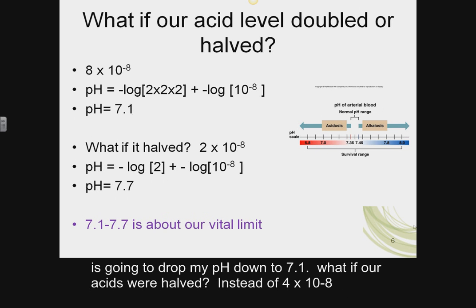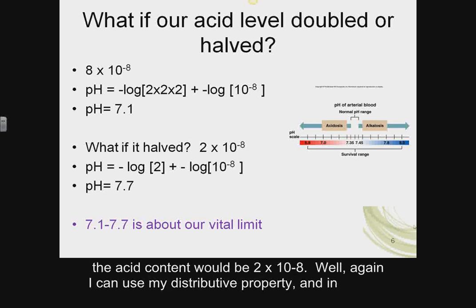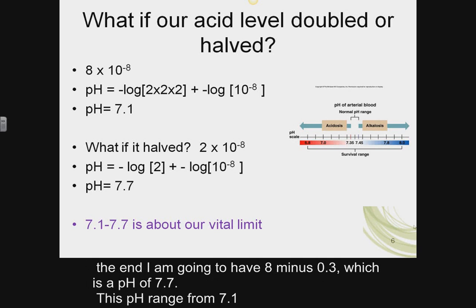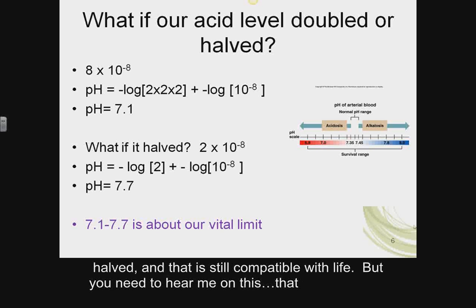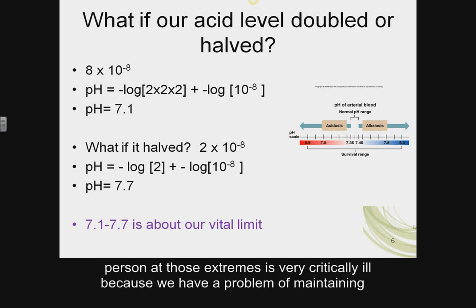I already told you that the log of 10 to the negative 8 is going to be negative 8. There is a negative sign in front of the log function, so a negative times a negative gives me a positive. So 8 minus 0.9 is going to drop my pH down to 7.1. What if our acids were halved? Instead of 4 times 10 to the negative 8, the acid content would be 2 times 10 to the negative 8. Well, again, I can use my distributive property, and in the end, I'm going to have 8 minus 0.3, which is a pH of 7.7.